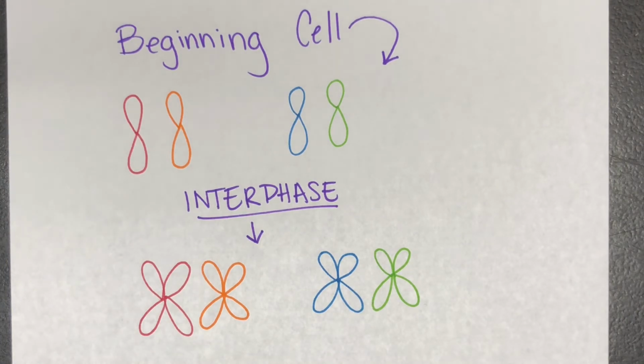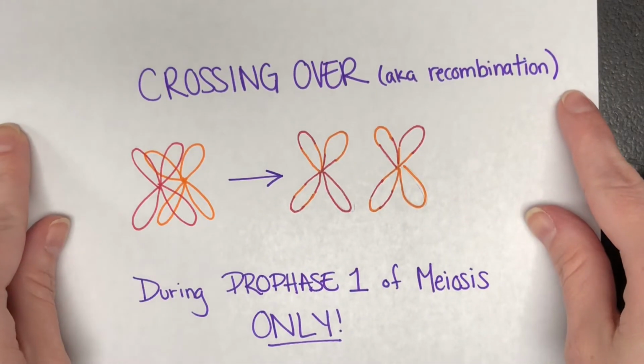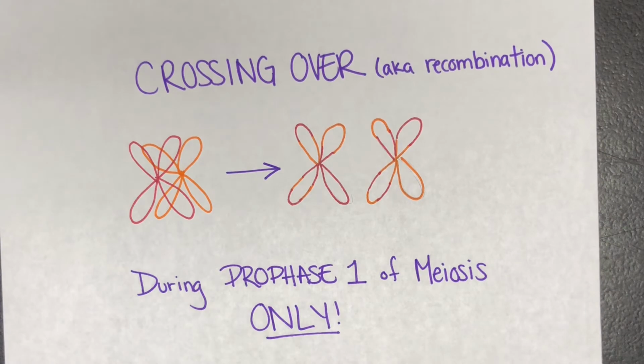So this is why interphase has to occur first. Interphase duplicates that genetic material so that we will end up with the correct number of chromosomes or chromatids in those final cells. So prophase 1 is the first step of meiosis 1. Now, arguably the most important part of meiosis is this process of crossing over, also called recombination, that occurs during prophase 1 of meiosis only.